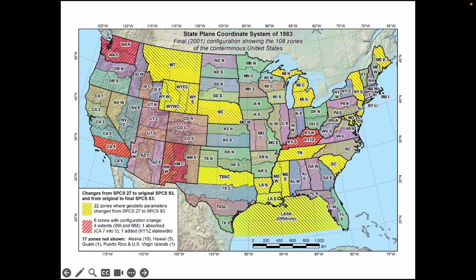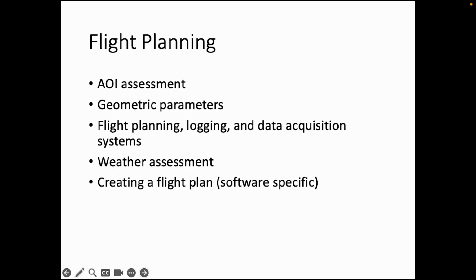So you'll want to identify if you're using state plane, if you're using a UTM zone, if you're using WGS84, that's latitude and longitude, then what is that coordinate system that you're going to be using? And make sure that your GCP coordinates, for example, are taken in that coordinate system.